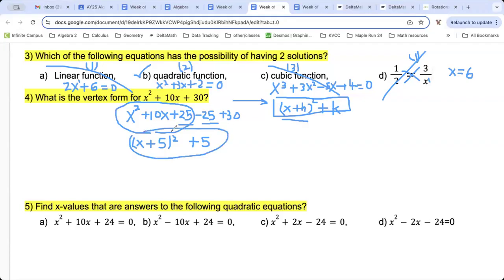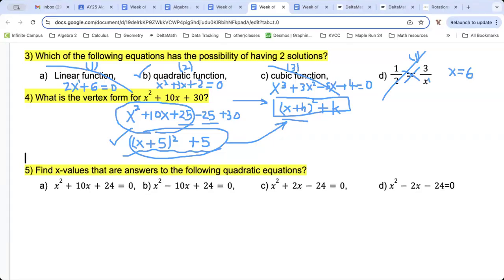You just finished writing the vertex form for x squared plus 10x plus 30. This is the vertex form for it, okay? So if on a quiz you have multiple choices offering various vertex forms, this is the winning ticket, okay? And we have done quite a few problems just like that, okay?